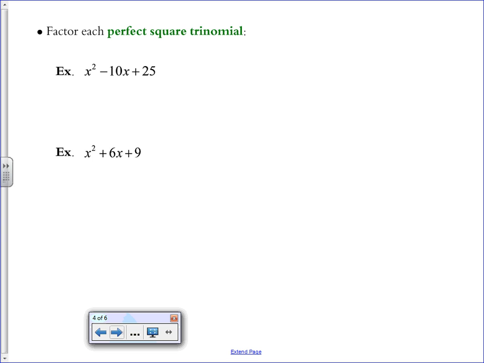Here's a third type of factoring. These are called perfect square trinomials. Now they look a lot like the trinomials from the previous slide. You'll only see a difference here after you try to start factoring it.